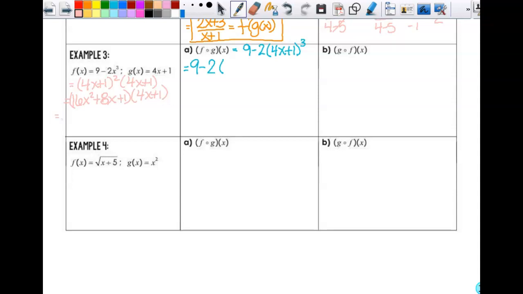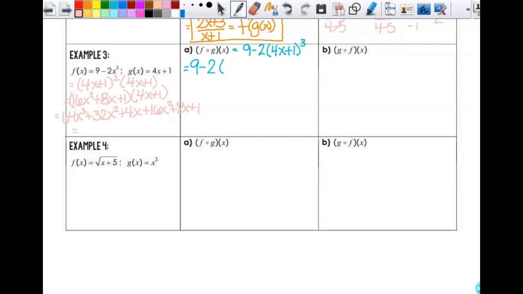Okay. So now I'm going to distribute. I'm going to start by taking this 4x and multiplying it by everything in this trinomial. So 4x times 16x squared, 64x cubed, plus 4x times 8x, 32x squared, 4x times 1, 4x. Then I also need to take this 1 and multiply it by everything in here, so that's easy. That gives me plus 16x squared plus 8x plus 1.